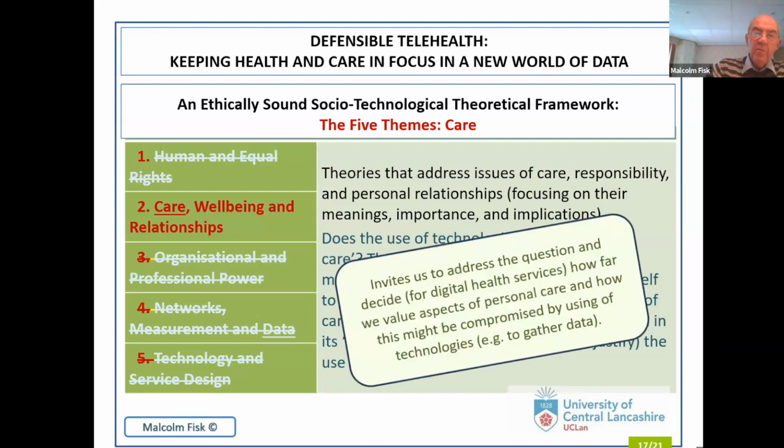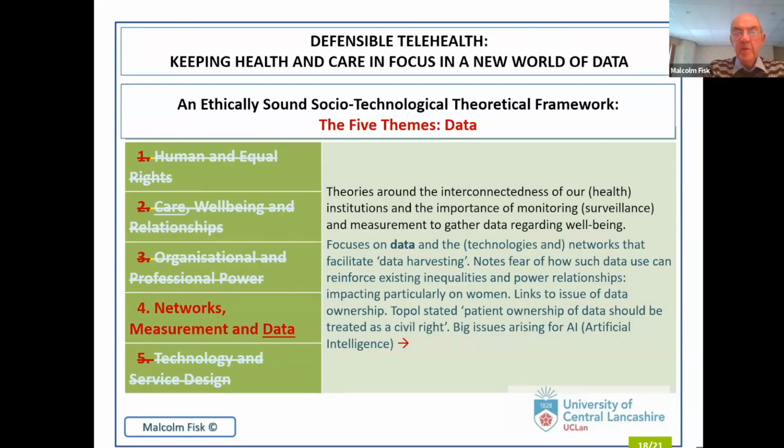So this particular theme invites us to address the question and decide, for digital health and telehealth services, how far we value aspects of personal care and how these may or may not be compromised by using technologies, for example, to gather data. And the other one here: networks, measurement and data.